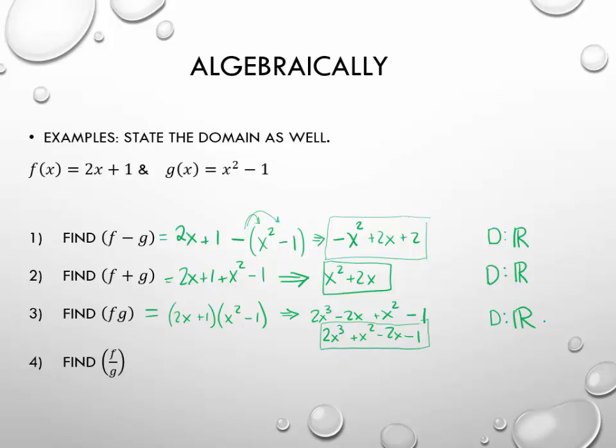And now, ladies and gentlemen, the last but definitely not least, f divided by g. This one's always the trickiest. We have 2x plus 1 on the top, x squared minus 1 on the bottom. Now we look to always cancel things out.